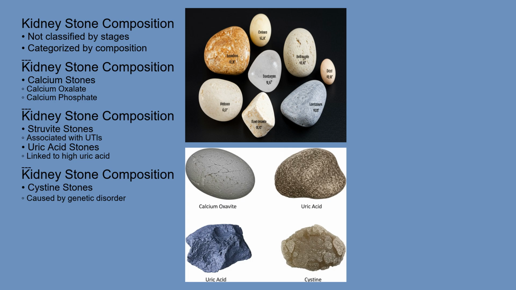While we don't typically classify kidney stones into stages like cancer, they are categorized by their composition. The most common type is calcium stones, which can be either calcium oxalate or calcium phosphate. Other types include struvite stones, which are often associated with urinary tract infections, uric acid stones, which are linked to high uric acid levels, and cystine stones, which are caused by a rare genetic disorder.